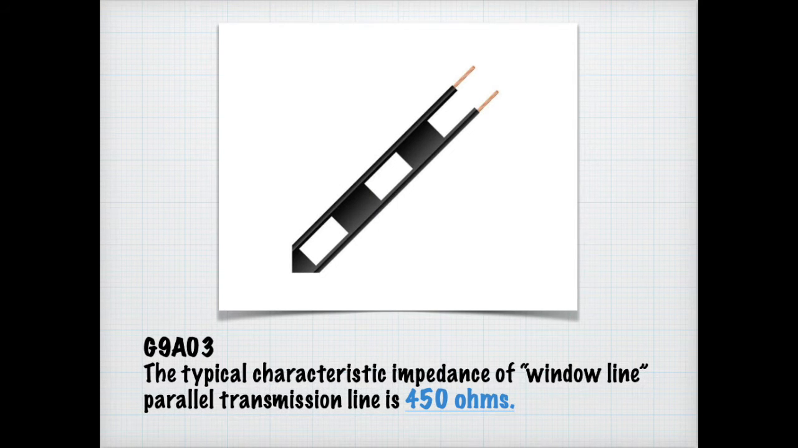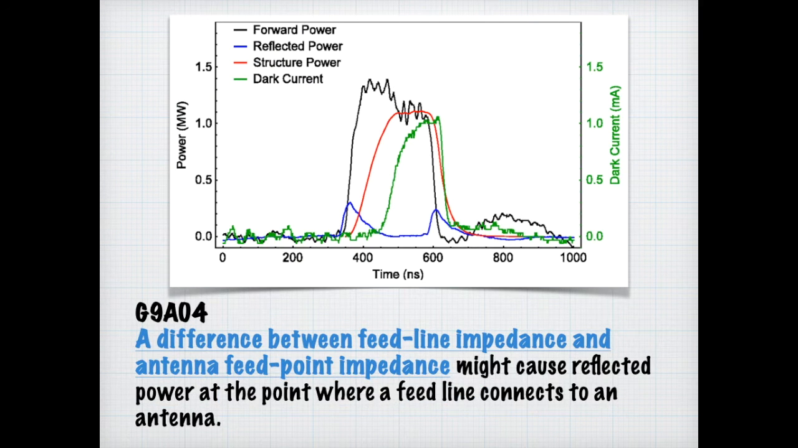Another type of transmission line or antenna line is called a window line, or it's often also referred to as a ladder line. It kind of looks like a ladder, it kind of looks like windows. But for the exam, you need to know that the typical characteristic impedance of a window line parallel transmission line is 450 ohms.